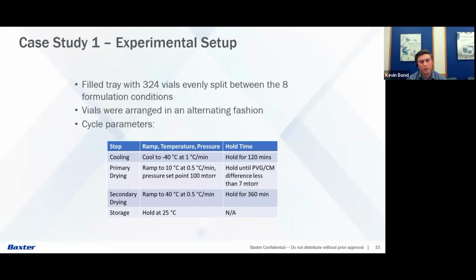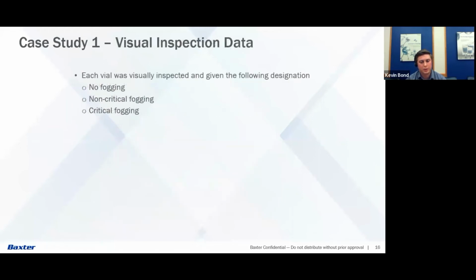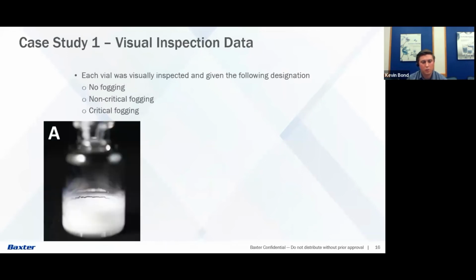The vials were then lyophilized according to the cycle presented in the table, and then after the cycle was completed, each vial was visually inspected. So during inspection, the vials were again graded on the same rating that we had used before for no fogging, non-critical, and critical fogging. And we have some examples here of what those would look like.